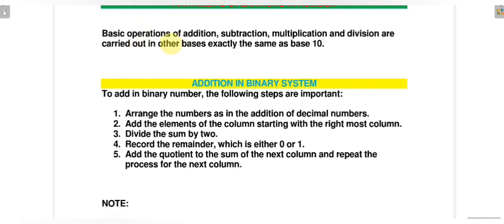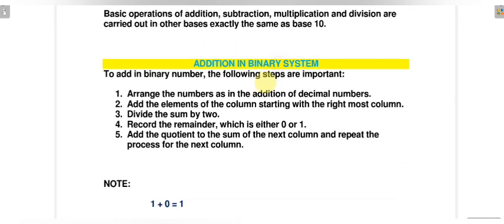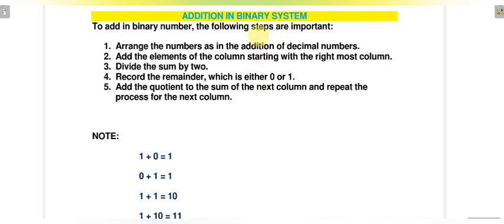Next, we're going to look at arithmetic operations in number bases. So the basic operations of addition, subtraction, multiplication, and division are carried out in other bases exactly the same way they are done in base 10. So we'll start with our addition in binary, that's base 2.